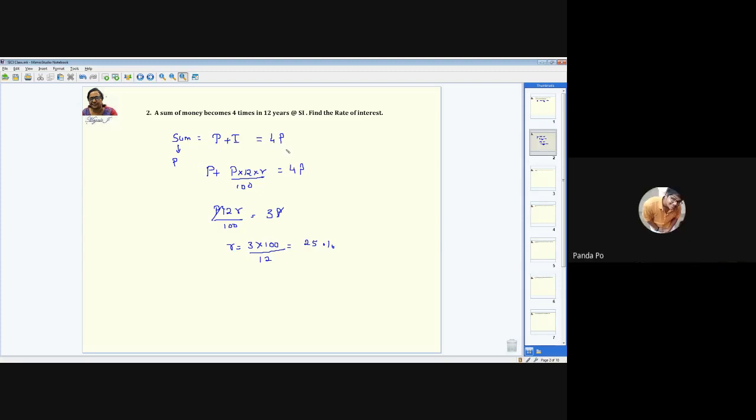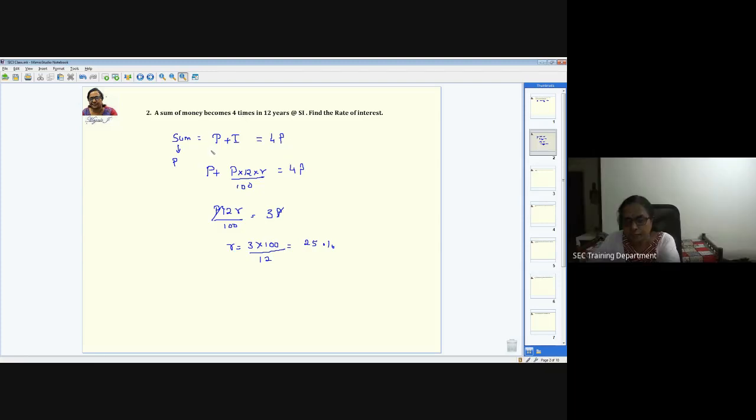This question is very common. They keep asking you, like it becomes 3 times, it becomes 4 times, or something. Always you have to take this formula: P plus I equal to how many ever times it is there.